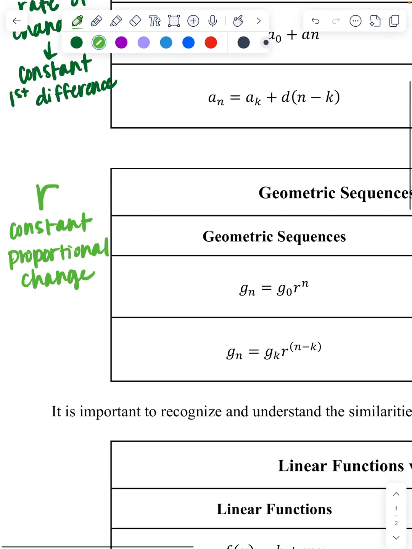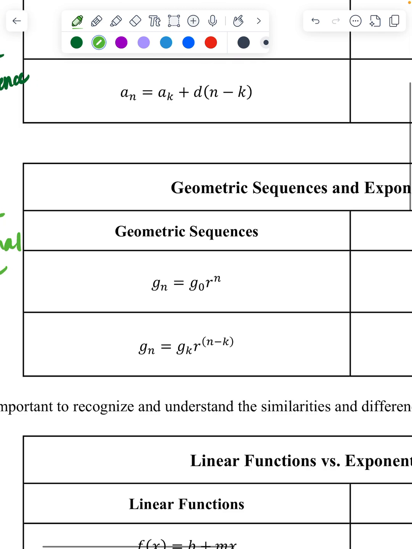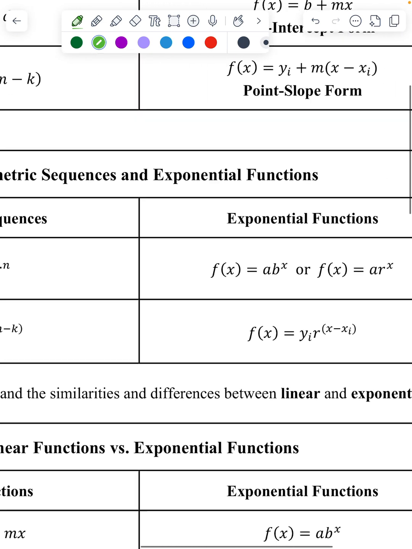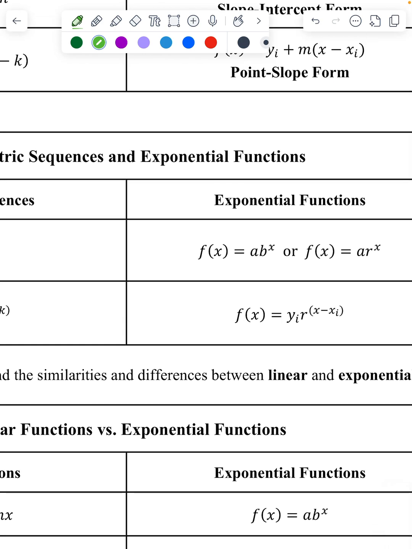So similarly with geometric sequences, because they change proportionally, in our numerical evidence we're going to look for a constant proportional change, or we're going to look for that r value that gets multiplied to our outputs to make the change over equal length input intervals. Sorry, kind of tongue twisters there. So geometric sequences, those formulas correlate to exponential functions. So we see a times b to the x or a times r to the x. We're going to get used to seeing that notation more and more.